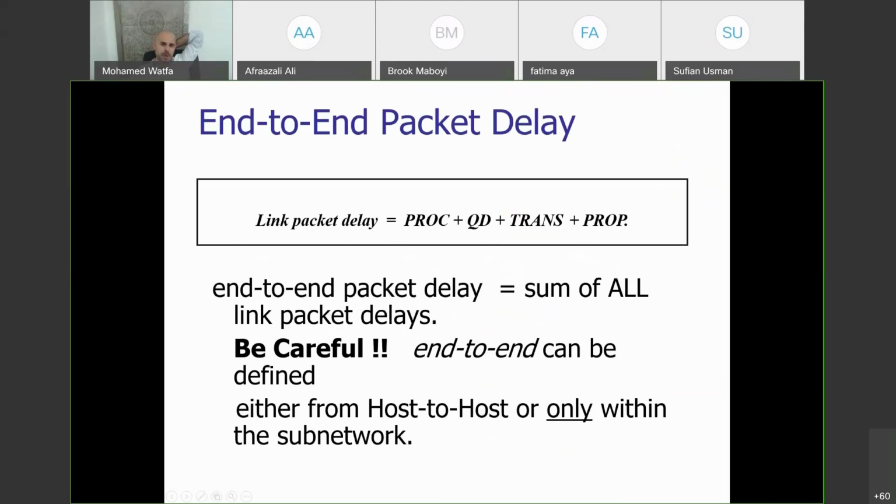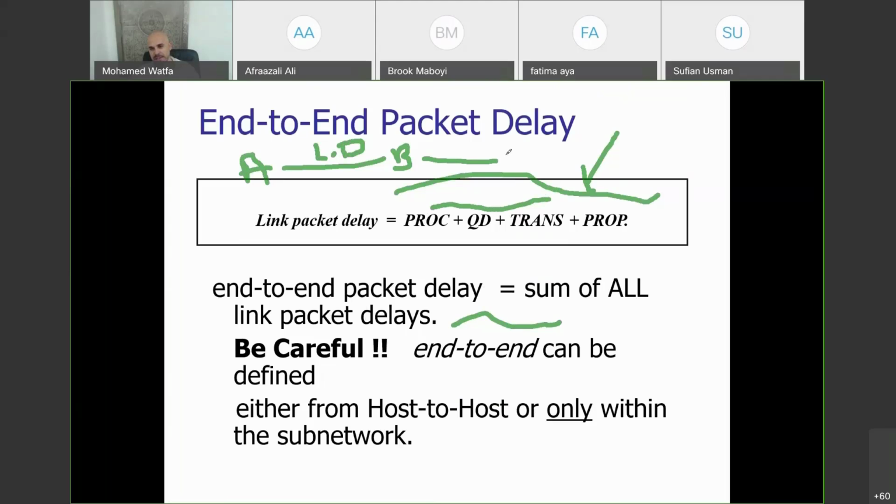Remember one more time, the link delay is all these four, and the end-to-end delay is the sum of all the link delays. So if A goes to B, this is called the link delay. We have to do these. Then B goes to C, another link delay, and we do these again. Then C goes to D, another link delay. However, to make your life easy in this course and in life, most of the time we assume these are equal.